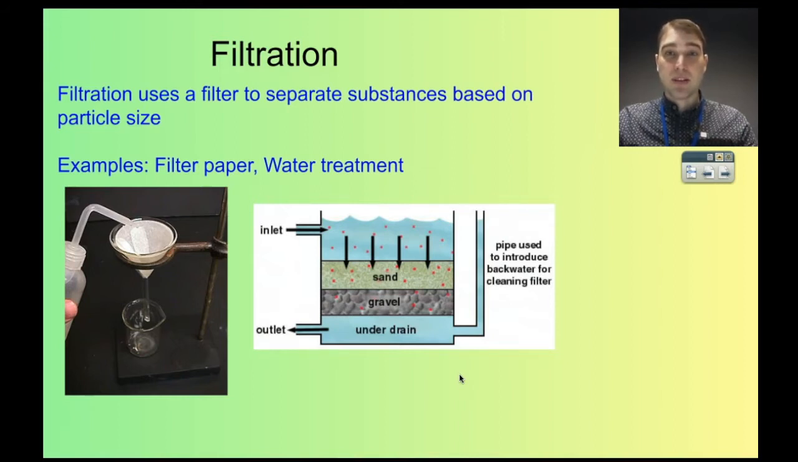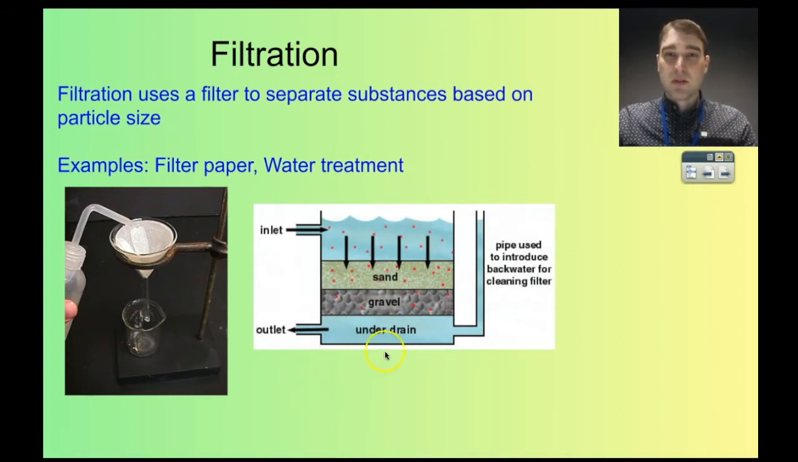Filtration is a very simple one, and separates out substances based on the size of their particles. So you probably would have used filter paper in a laboratory before. This filter paper is paper, it's got lots of holes in it. If a substance is smaller than the holes, it passes through. If a substance is bigger than the holes, it stays in the filter paper. And that's a way that you can separate out solids from liquids, as long as they're not soluble. The solids, that is.